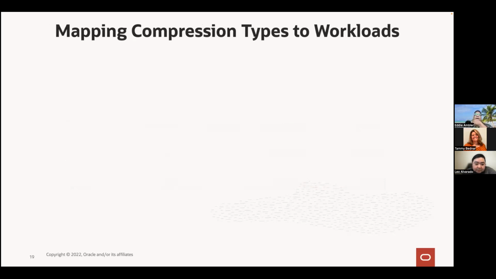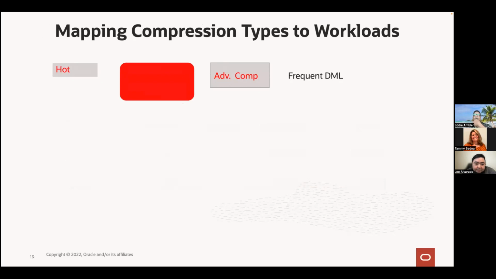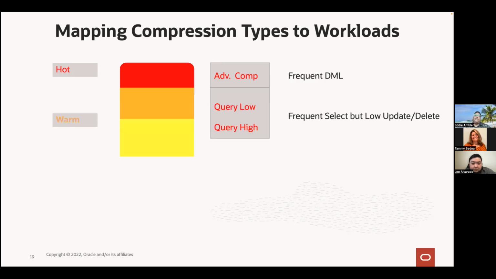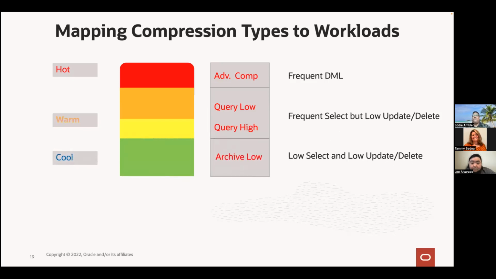So let's talk about mapping compression types to workloads. You can have data that's hot and has frequent DML. For that kind of data, what we recommend is advanced compression. But if you have data that is considered warm, meaning it has frequent selects but low updates and deletes, this is where you can use your HCC query low, query high.